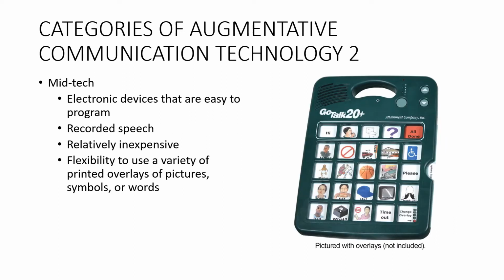There's also mid-tech. Those are electronic devices that are easy to program, with recorded speech, relatively inexpensive, and the flexibility to use a variety of printed overlays or pictures, symbols, or words. In this slide, it's called the GoTalk 20 Plus. If you look on the right side, you see a little notch where you use your fingers to pull that entire sheet out, and then you can put another one in. When you press down on any of those things, it would say the corresponding thing.